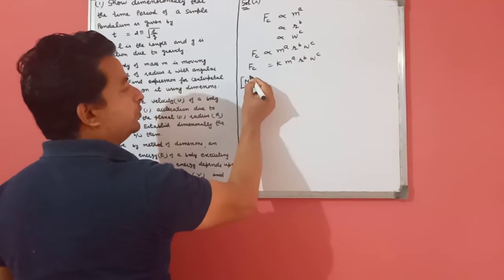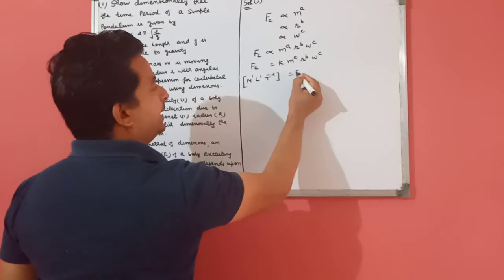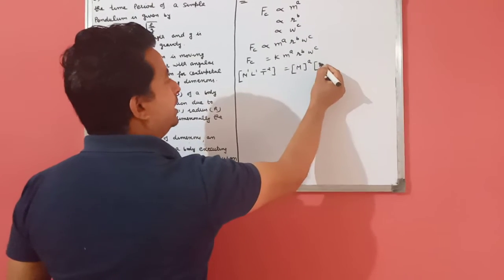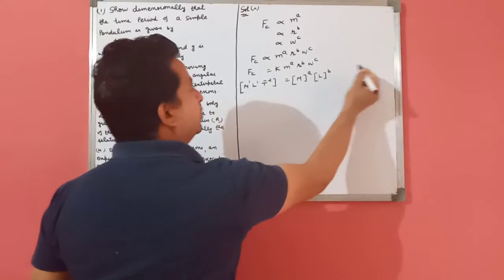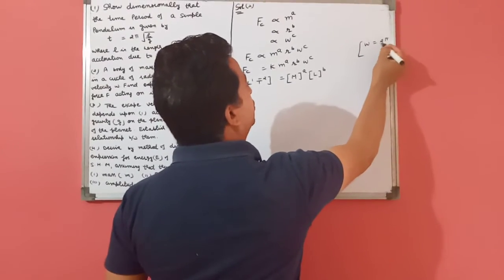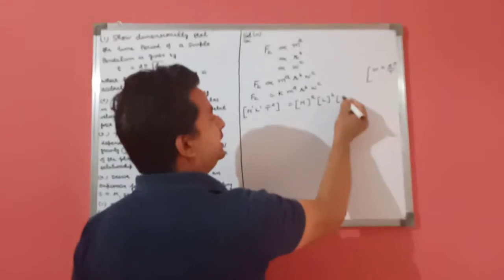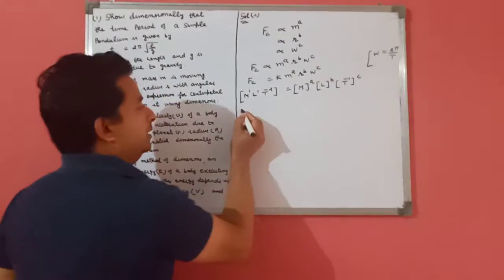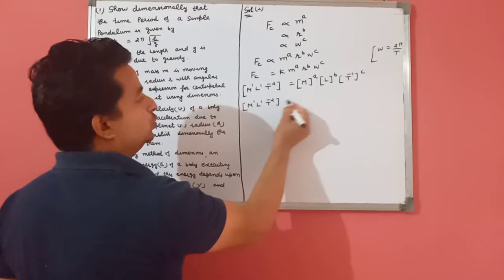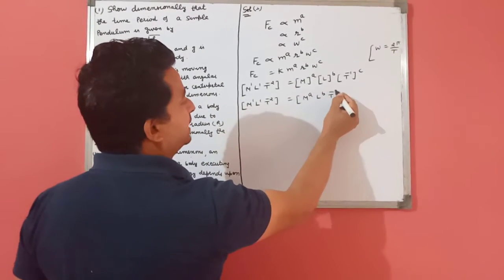The dimensional formula of force is M1 L1 T^-2, and K has no dimensions. M is to the whole power a, r is length, omega is angular velocity, which is equal to 2 pi upon T. So 2 pi has no dimensions. This is T^-1. This becomes M1 L1 T^-2 equal to M^a L^b T^-c.